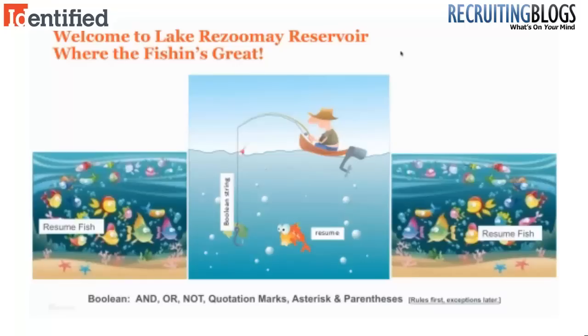So if we look down at the very bottom, it talks about Boolean: AND, OR, NOT, quotation marks, asterisks, and parentheses. These are the basic Boolean operators I use for Identified Recruit, Monster, LinkedIn Recruiter, and so forth. If you're going to be using Google, I've seen the spreadsheets of sites like Google with up to 30 to 40 operators, but we're going to be focusing just on these. Okay, next slide.